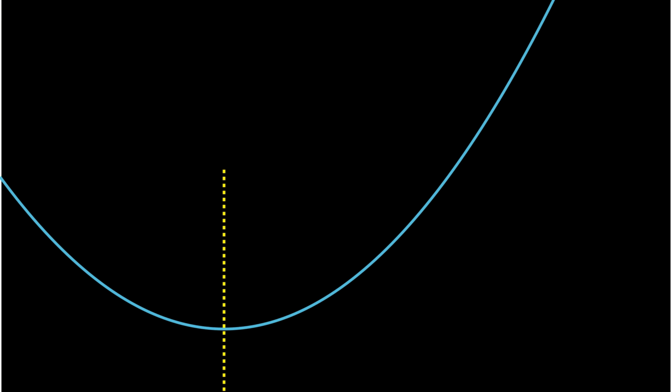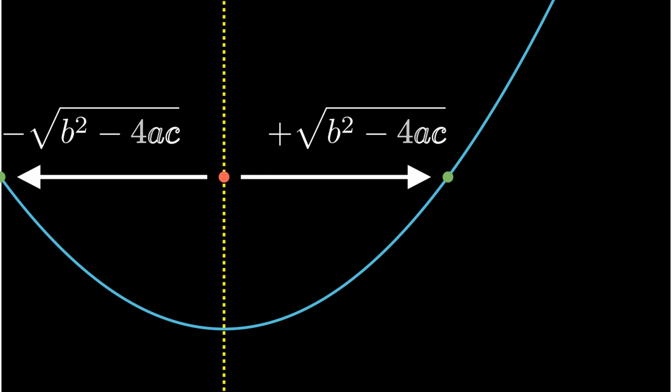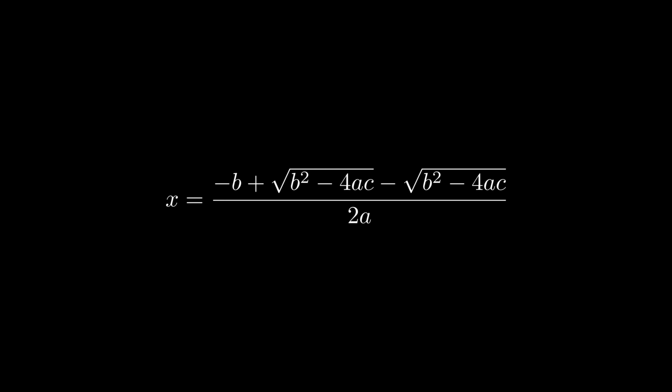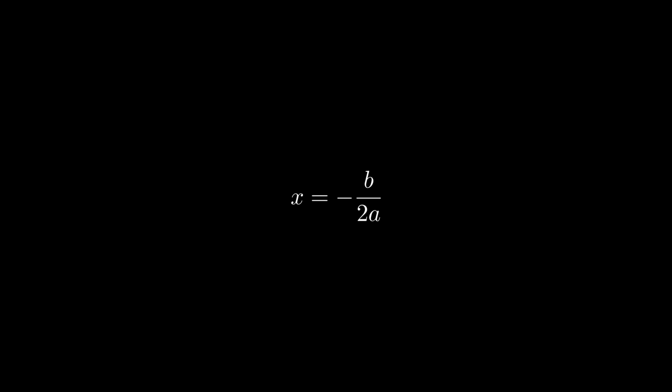To kind of explain what's going on, think of the root part as a value you subtract or add. Now since you add or subtract the same values, it means the average of these values is in the middle, the axis of symmetry. So when they cancel each other out, you get the vertex. The more you approach the vertex, the smaller this add or subtract value becomes until it hits 0.